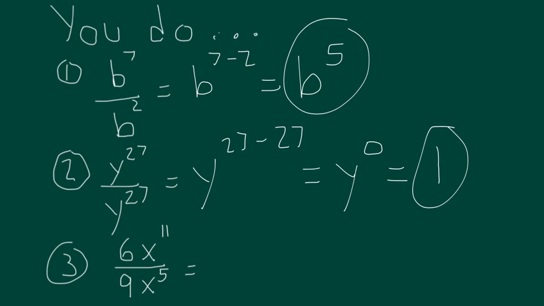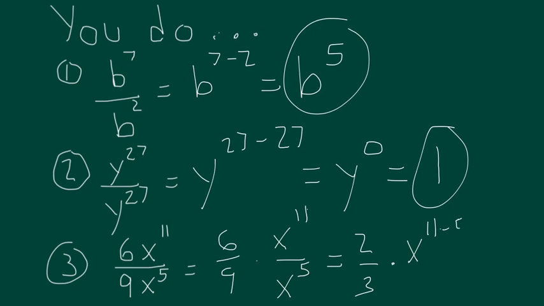All right, question 3. We have the 6/9 and the x to the 11 over x to the 5th power. The 6/9 will reduce to 2/3. The x to the 11 is going to be x to the 11 minus 5, which is going to give you 2x to the 6th over 3.